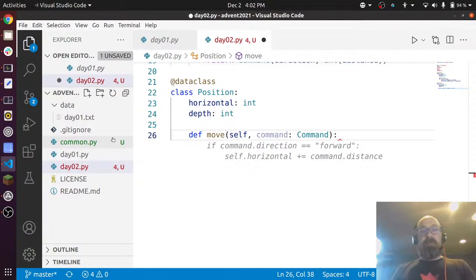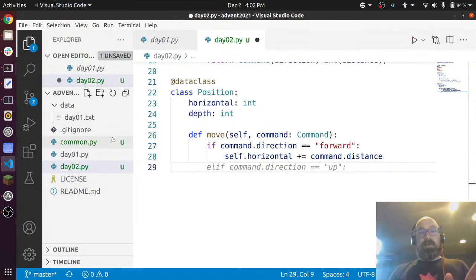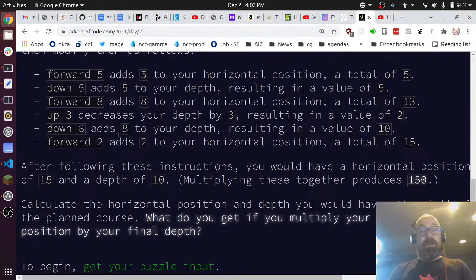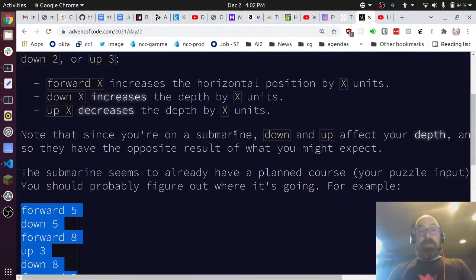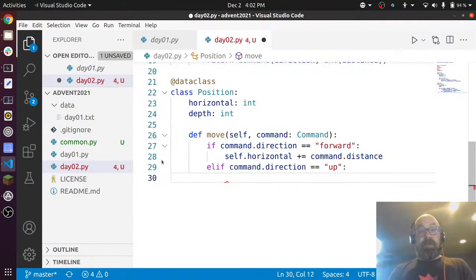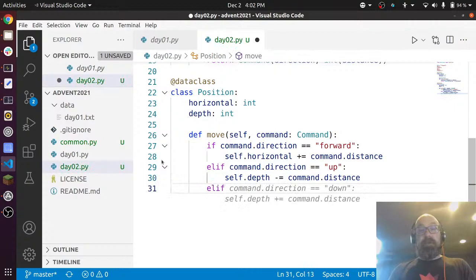If command direction equals forward, self.horizontal plus equals command.distance. So that's actually true. Otherwise, if command direction equals up, okay, that sounds good. Self.depth plus equals command.distance. Okay, here's where this is wrong, because in their instructions, they said down and up affect your depth. They have the opposite result of what you might expect. So down 5 adds 5 to your depth. So self.depth minus equals command.distance. Elif command direction equals down.